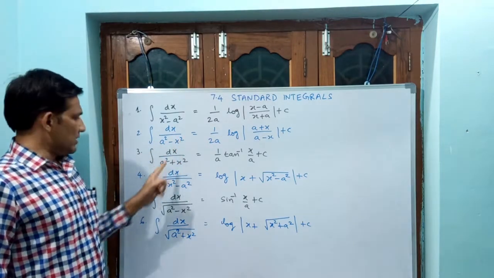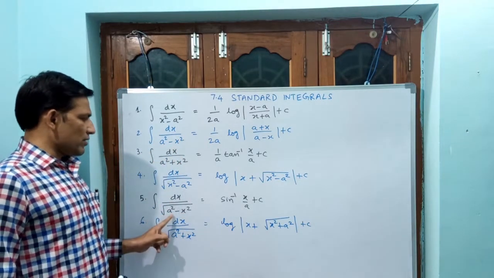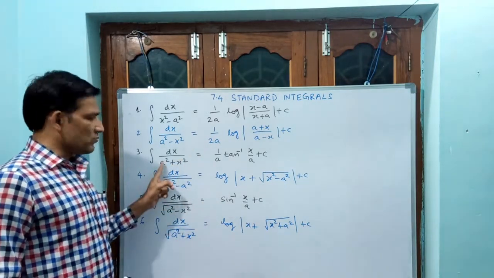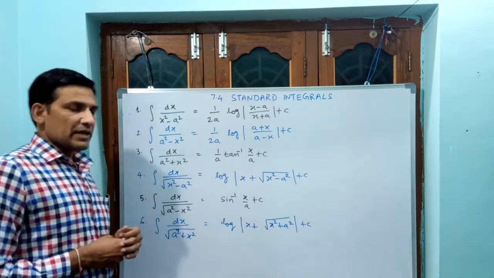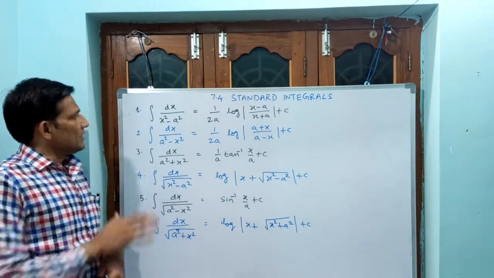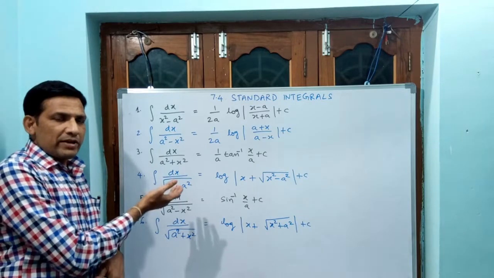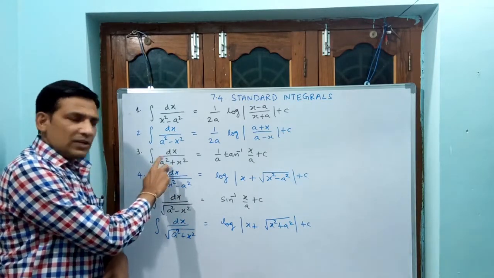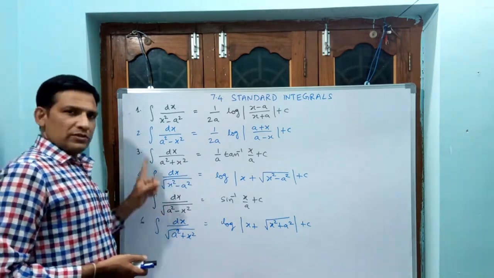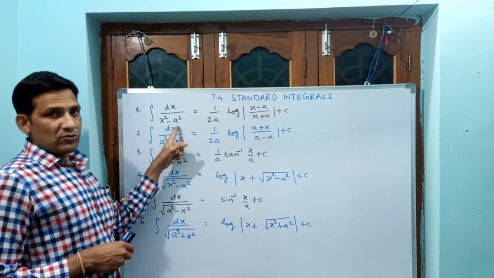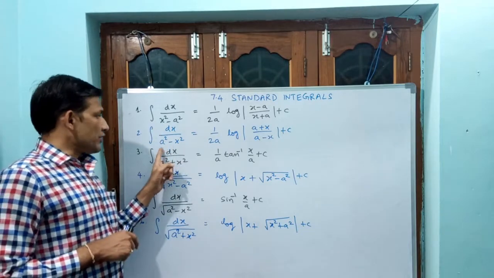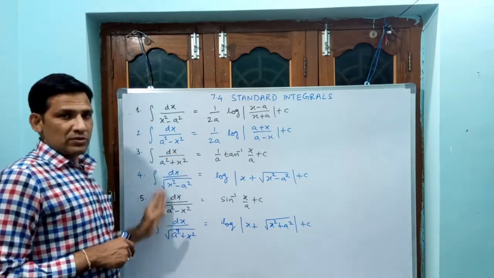A square minus x square, with and without square root, different result. A square plus x square, with and without square root, different result. This is one logic. Another logic: you can make only 6 combinations. Why? Because of a square and x square. If it is plus, then only one combination, x square plus a square, with root and without root, these 2 combinations. Then x square minus a square, with root and without root, that is another combination. A square minus x square, with root and without root, another combination.